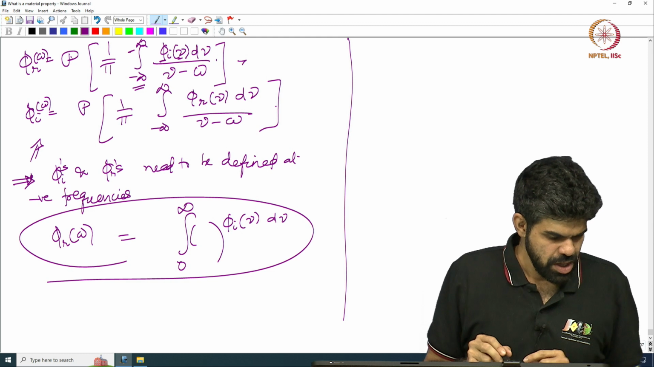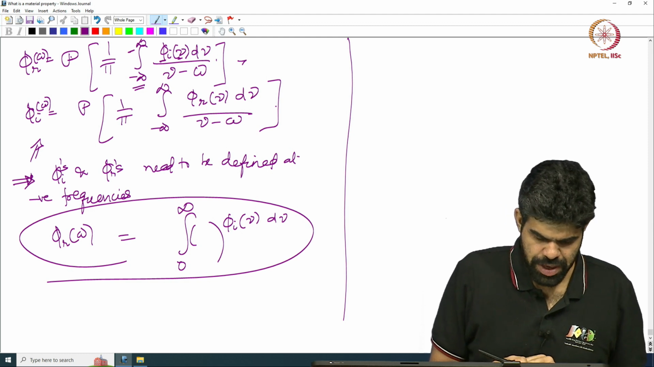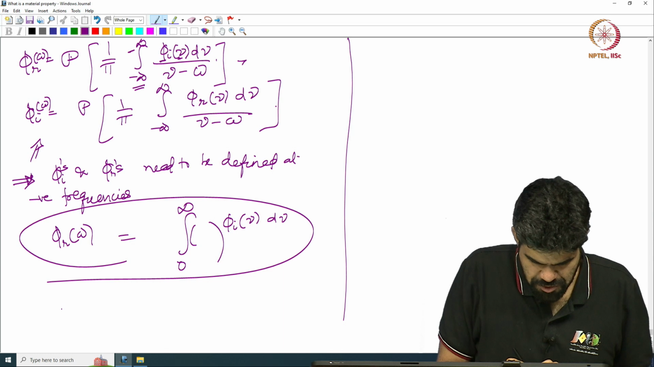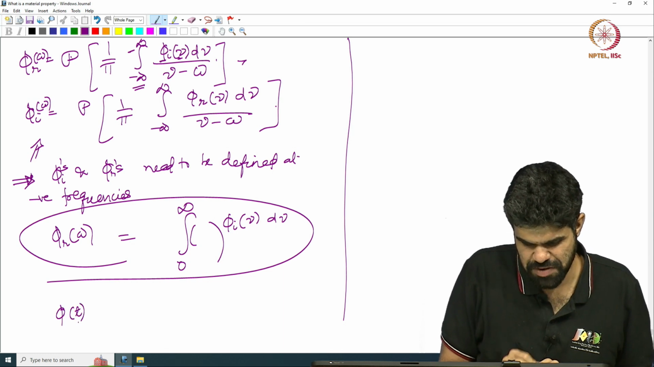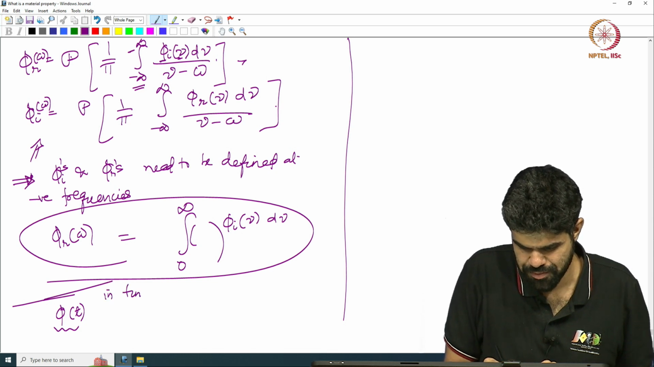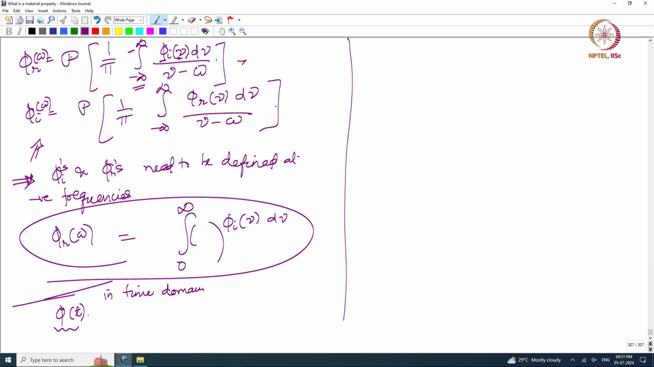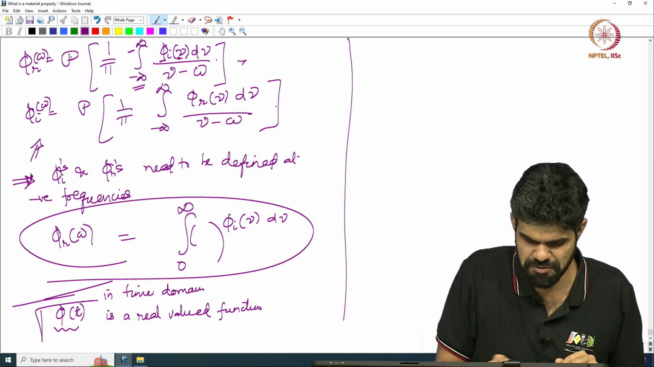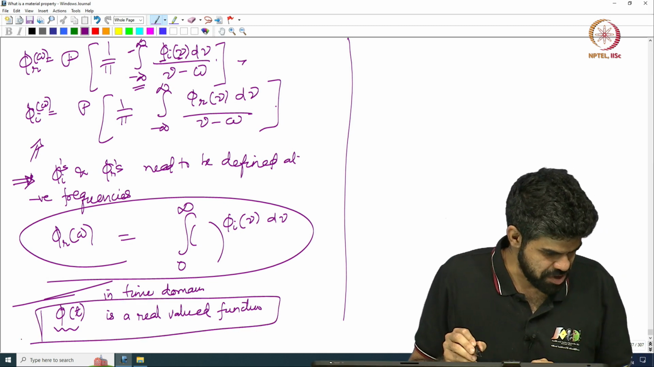Okay. Now I use the fact that if I look at phi of t, phi in the time domain, phi is a real valued function. Now capacitance, for example, cannot be complex in time, it can be complex in frequency, and we have an interpretation for that, but in time all these properties are real. So there is no imaginary component for these properties. So phi of t is a real valued function.